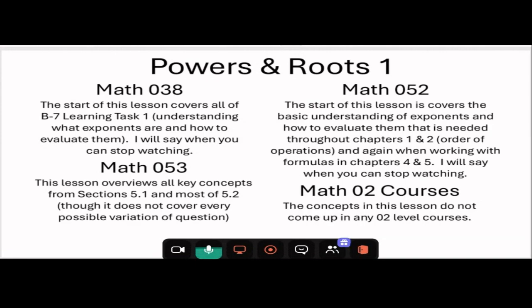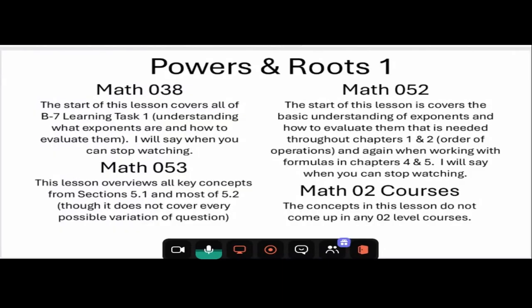Okay, this is our first of three lessons that's going to walk us through powers and roots, primarily relevant, all three in their entirety, for Math 053, which gets pretty deep into the weeds on this stuff. The beginning of this first one is also needed for Math 038 and Math 052, which have to do a basic amount of powers, exponents. And you can see there on the screen which specific sections those come up in.